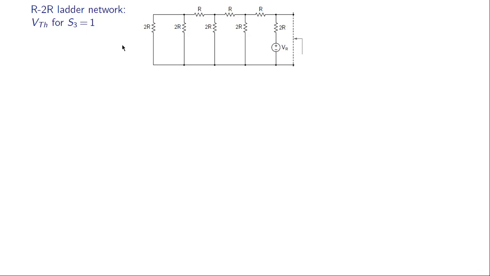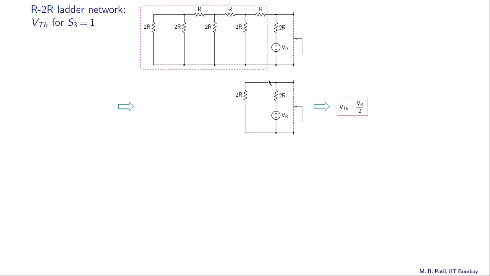And finally, let us consider S3 equal to 1 and all other bits equal to 0. So we have the voltage source here now, VR, and these voltage sources are 0, so short circuits. Now this entire network can be replaced with a single resistance 2R, and you are encouraged to show that. So this is what we get. And now this network can be replaced with RTH equal to R and VTH equal to VR by 2, like that. So as seen from here, we have VTH equal to VR by 2.